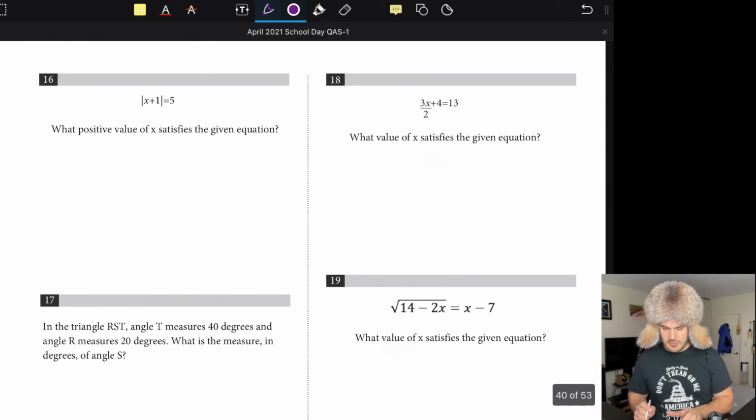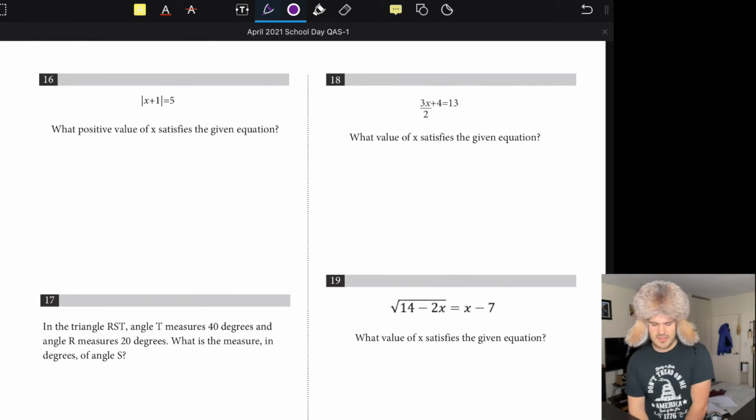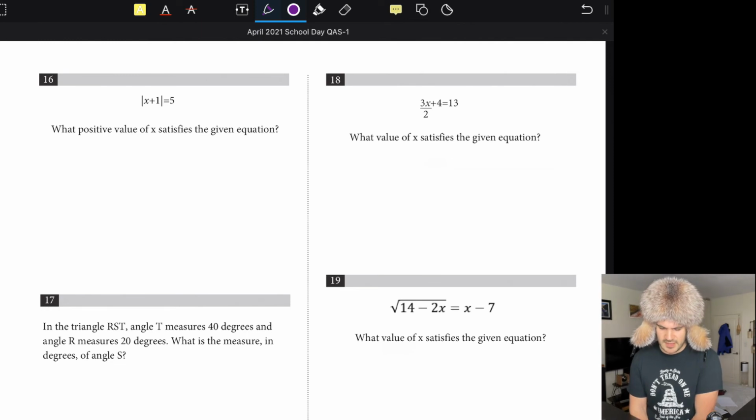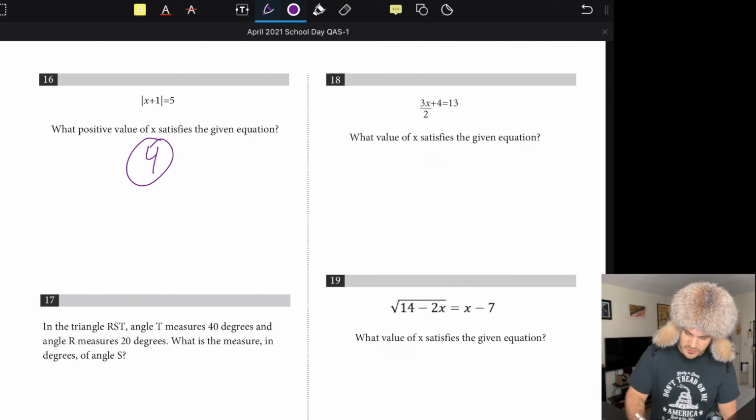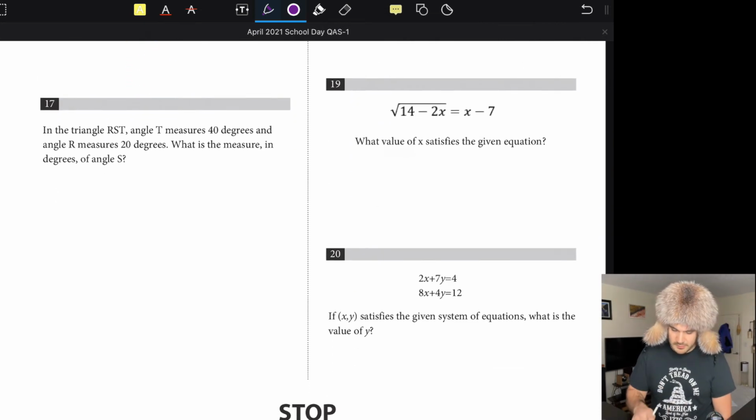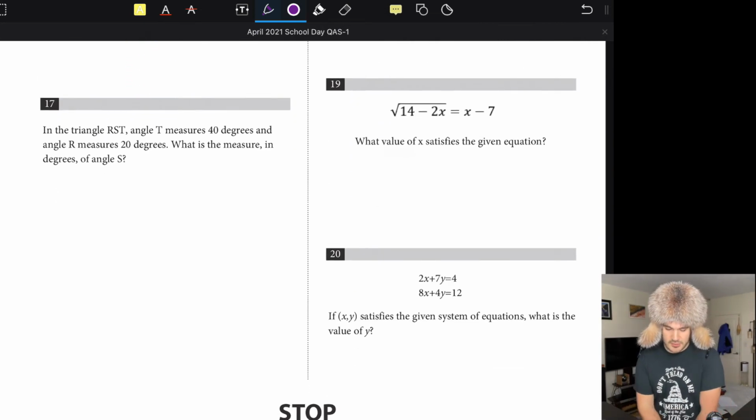Number 16. Oh, easy question. Absolute value of x plus 1 equals 5. What positive value of x satisfies the given equation? Well, it's just 4, right? Because 4 plus 1 is 5. Absolute value of 5 is 5. So x equals 4. Number 17. Triangle RST, angle T measures 40, angle R measures 20. What is the measure of angle S?